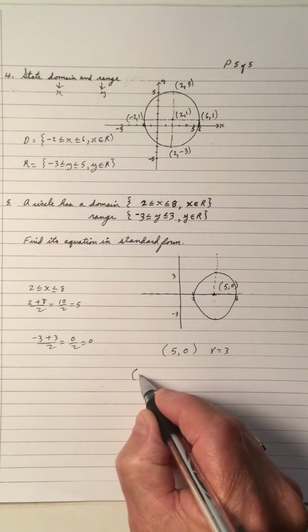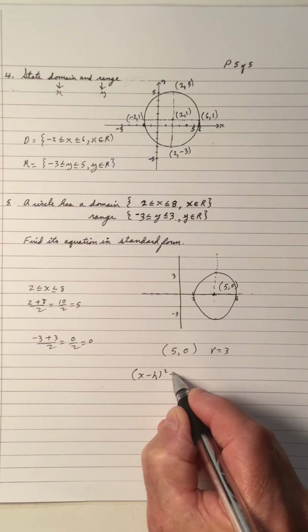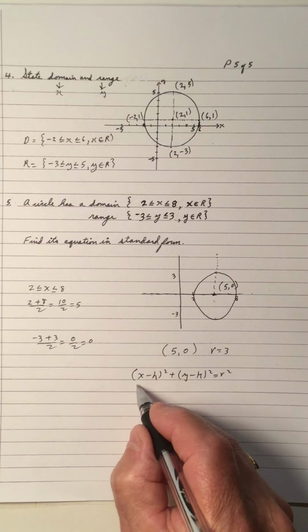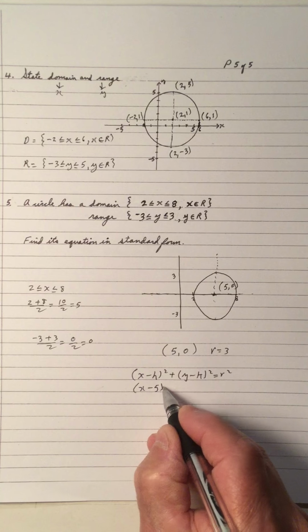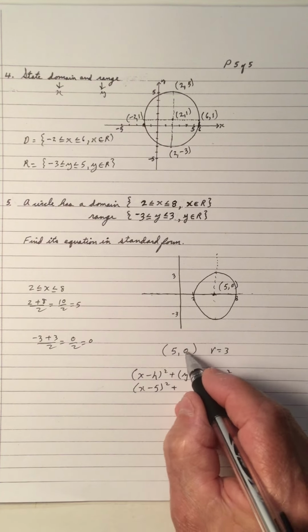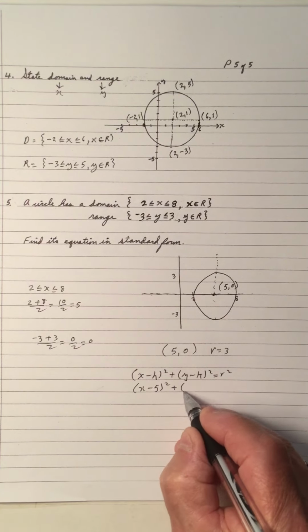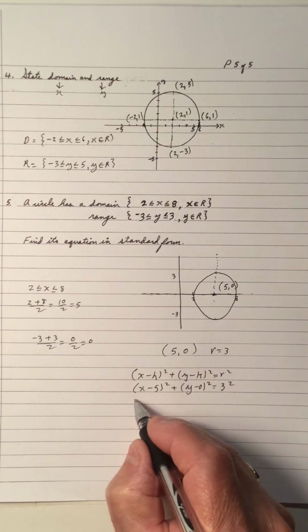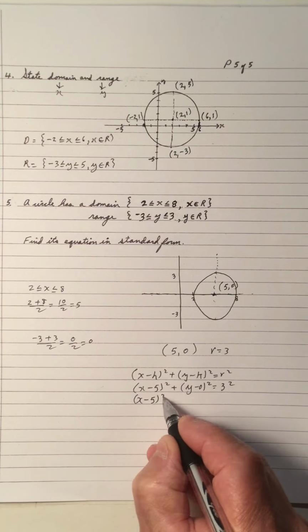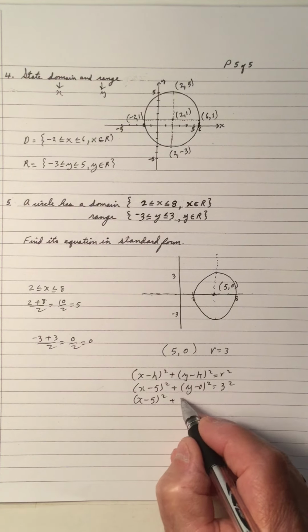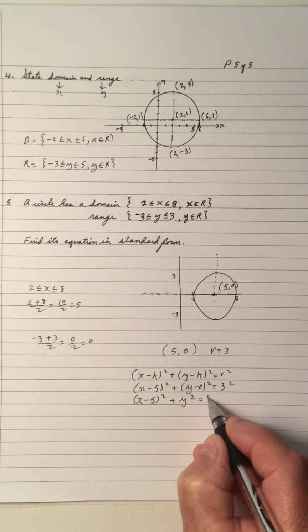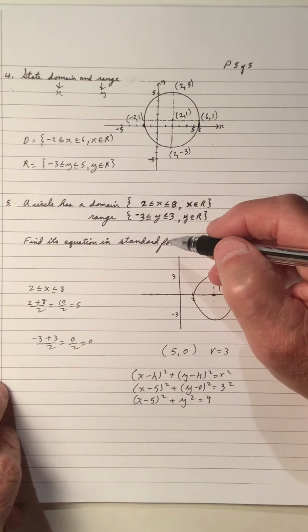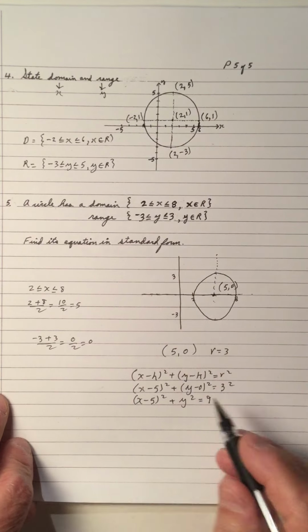So the circle is x minus h all squared, plus y minus k all squared, equals r squared. So we have x minus 5 squared plus, and the y coordinate is 0, so let's put a 0 in here, y minus 0 squared. And the radius is 3, so it's 3 squared. Y minus 0 is y, so it's just y squared equals 9. So that's the equation of a circle, knowing this domain and range, and it's in standard form, which is center radius form.